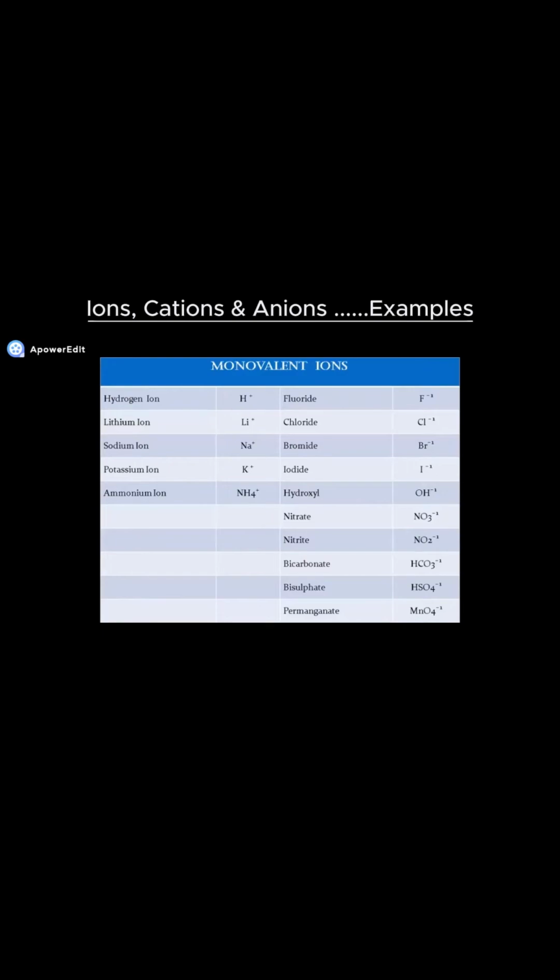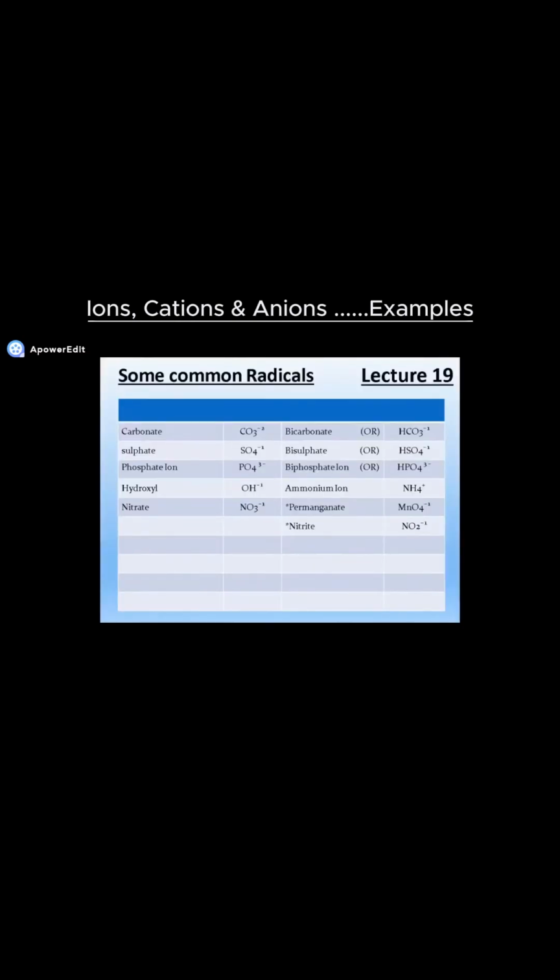Chlorides, bromides, O2 minus oxide. Okay? Nitride. So at least you know these ions, or at least which are here on the board.